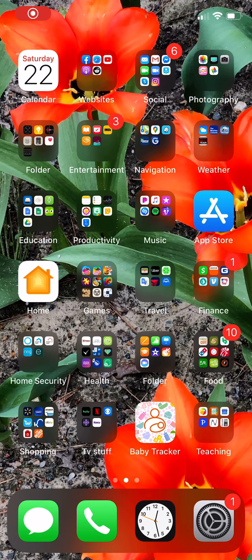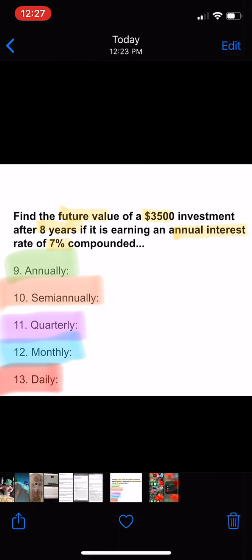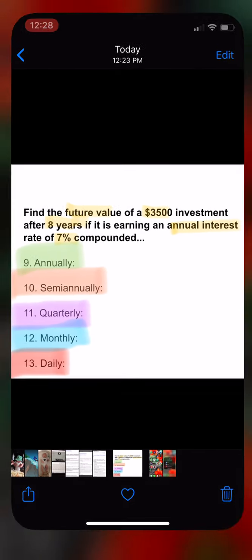So I wanted to show you guys how to use the GeoGebra app for some of our finance problems. We're going to be looking at this problem where it wants us to find the future value of a $3,500 investment after 8 years, if it's earning an annual interest rate of 7%, and then we're going to find different types of what that future value would be for different types of compounding. We're going to start with annually, and then we'll do semi-annually, quarterly, monthly, and daily.